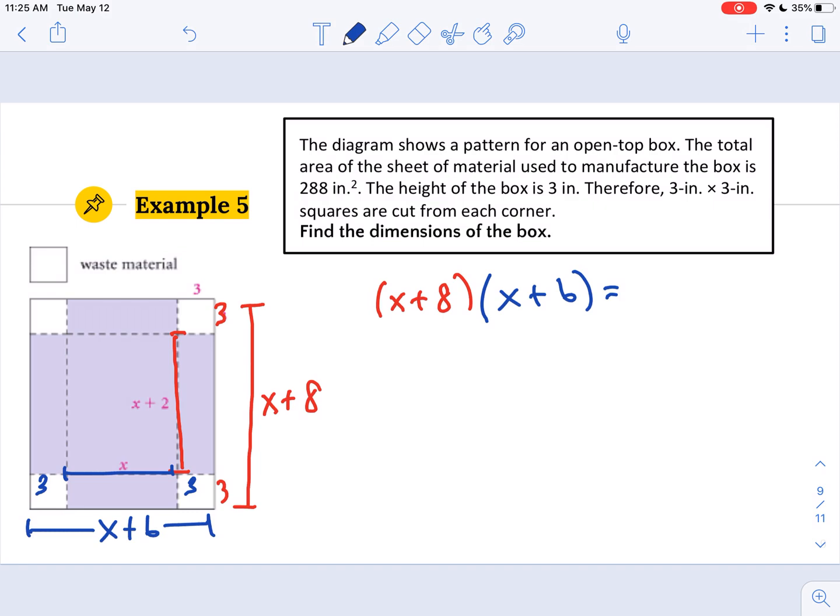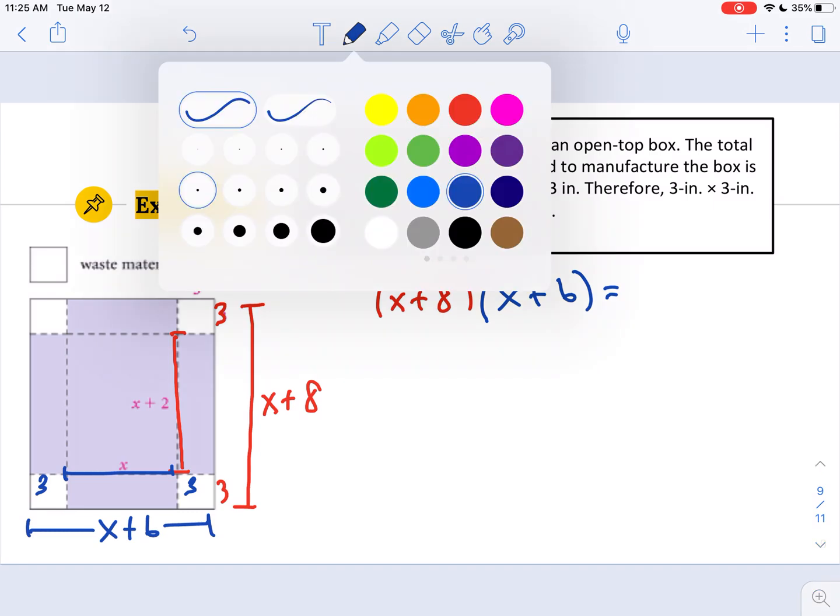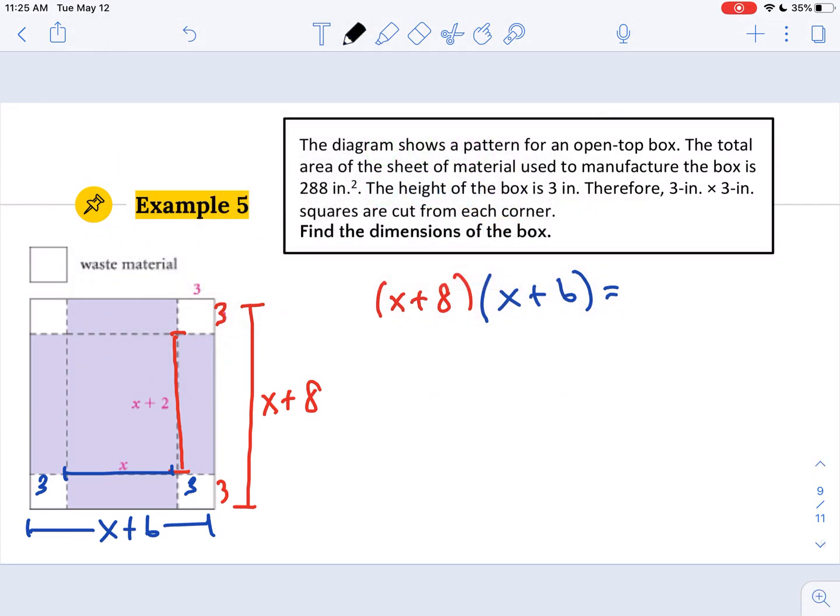So I have my length times my width should give me my area, right? And in this case, what is the area of my full box here to the left? That's correct, that's 288. All right, so we've created an equation that represents the area of this box or this diagram shown to the left.